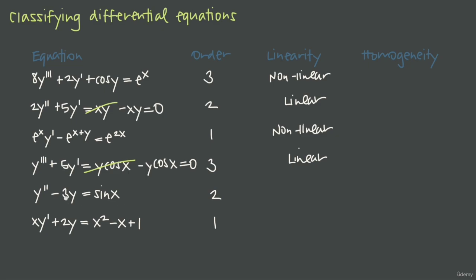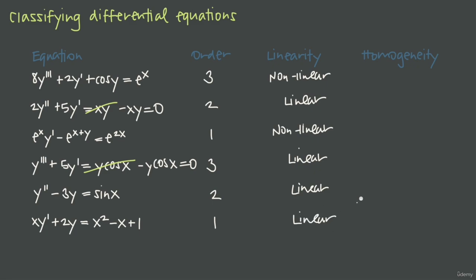Same with this equation here. We just have y and its derivatives on the left-hand side with coefficients on those terms that are in terms of x only. And we have a function on the right that's in terms of x only. So this is linear. And then this last equation here works as well. On the left-hand side, we have y and its derivatives, and the coefficients on those terms are functions in terms of just x. And on the right-hand side, we have a function in terms of x. This is a linear equation as well.